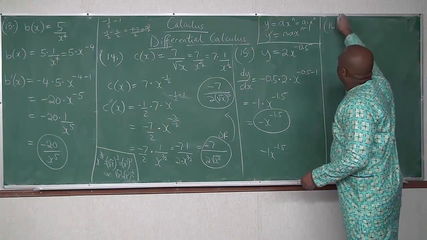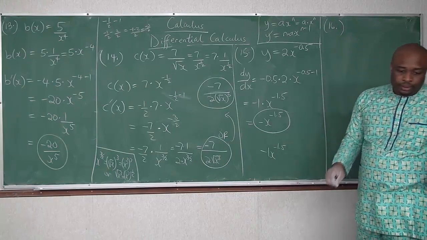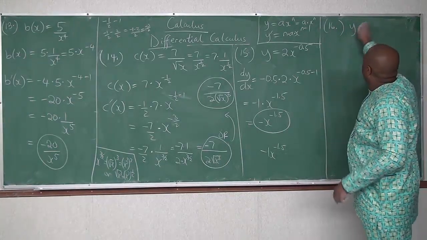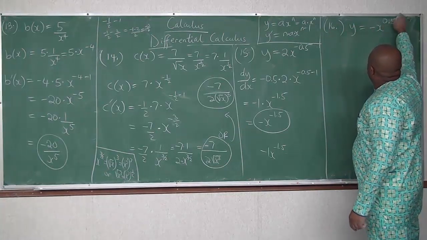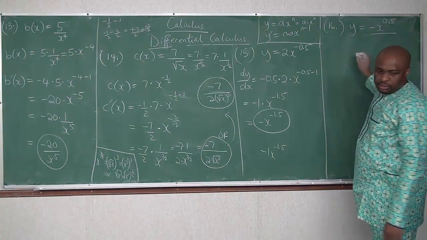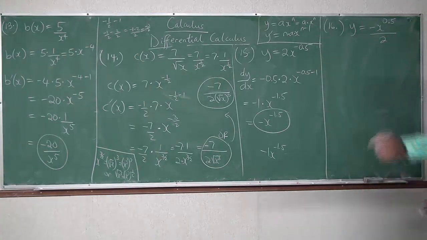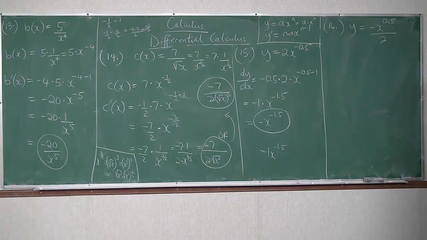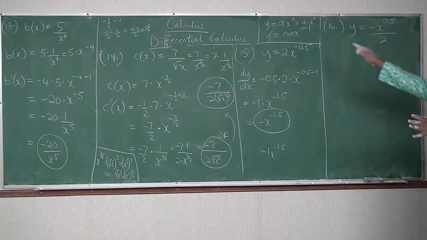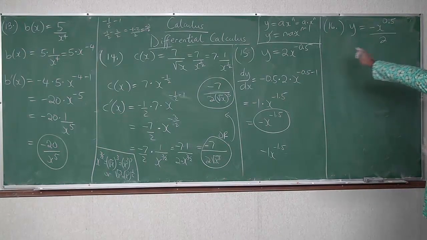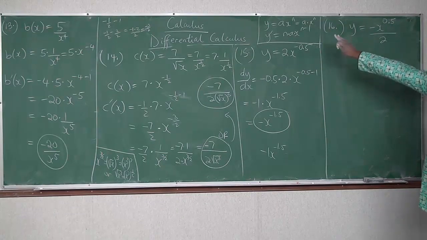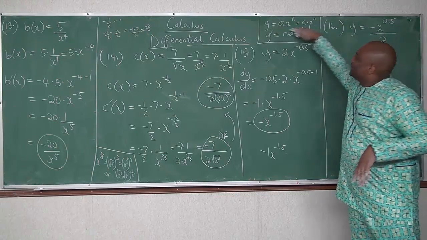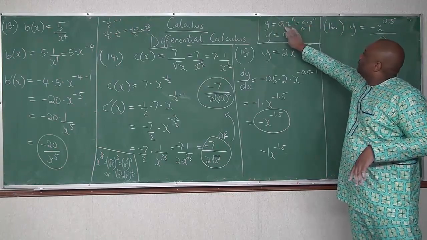Question 16. We have y equal to negative x exponent 0.5 over 2. Find y prime. Okay, find y prime. Now, first of all, please don't be thrown off when you see this. Put it this way, let's put it like this first.